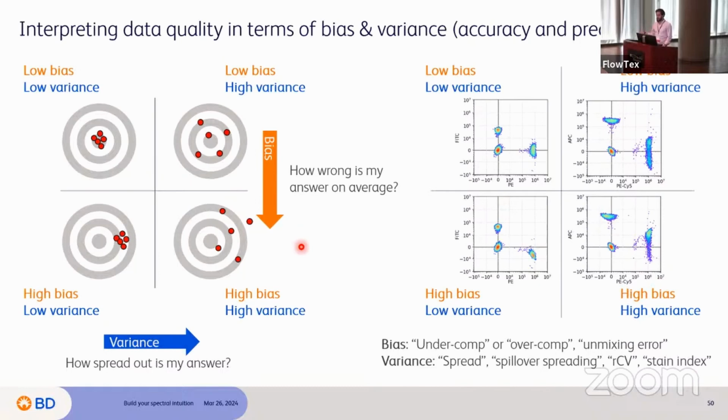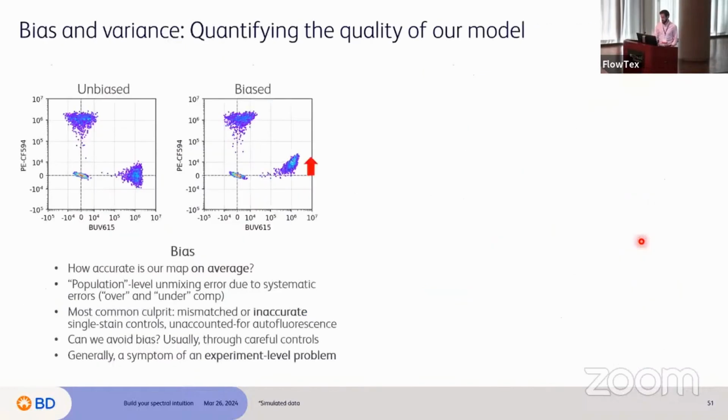Essentially, any problem in your panel's unmixing can be described either as bias, where you have something like over or under compensation, or what people are now calling unmixing errors, which I'm illustrating down here. Or it can be described as having high variance, where you have too much spread in your data. Sometimes you have both happening at the same time, and that makes it hard to debug what's going on. But all of the problems you might see fall under one of these two categories. That can help us think about troubleshooting our unmixing or compensation results in a more systematic way.